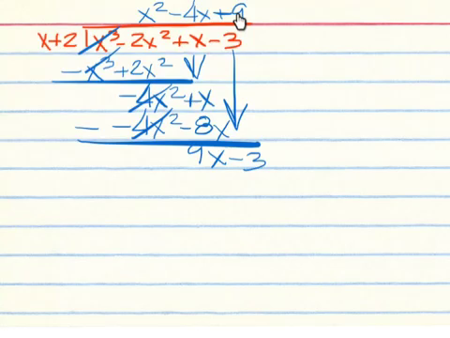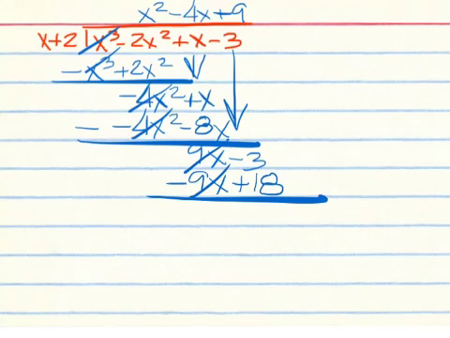And then multiply this by each of these items. When I do that, I have 9x plus 18. Subtract. These will cancel out. You have a negative 3 minus 18. Negative 3 minus 18 is a negative 21. That'll be your remainder. Simply write it as r minus 21 at the top. This is your final answer up here.